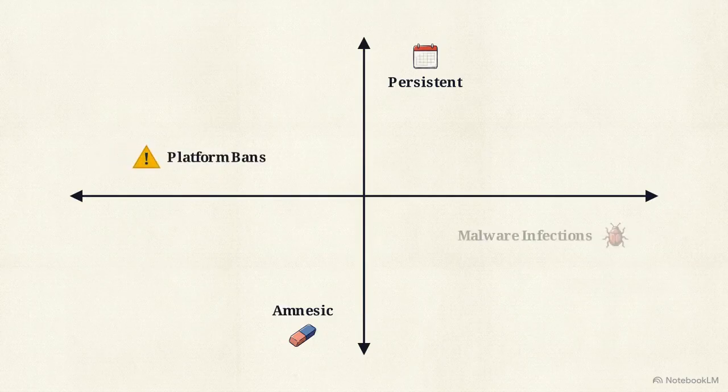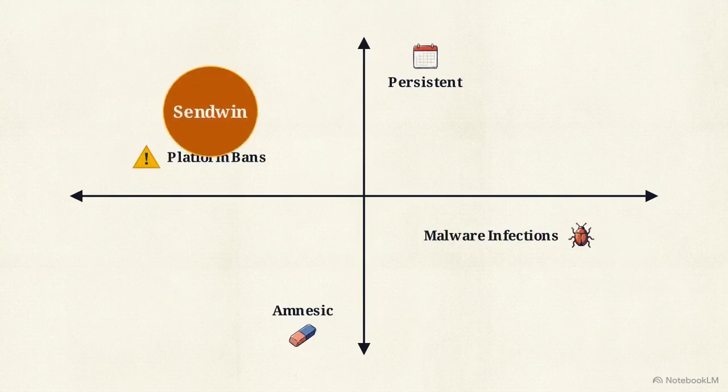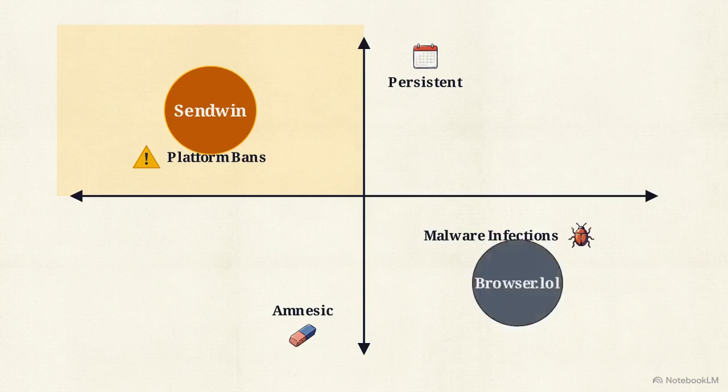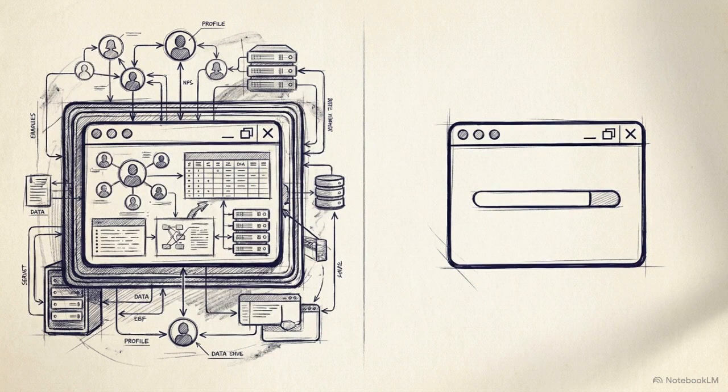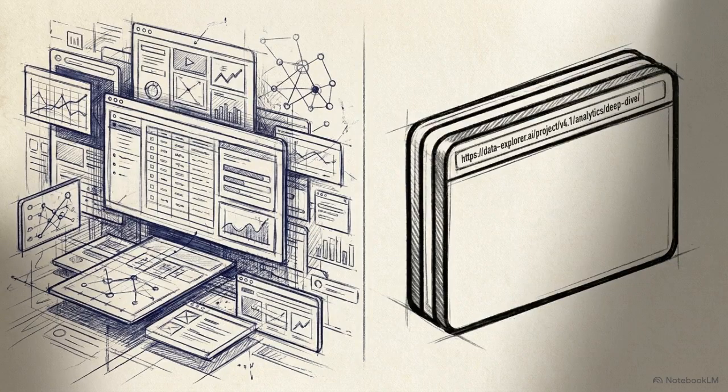This quadrant chart maps the divide. The vertical axis represents session state, persistent versus amnesic. The horizontal axis is primary risk, platform bans versus malware infections. Sendwin occupies the top left. It maintains long-term continuity to prevent algorithmic bans. Browser.lol sits bottom right. It focuses on amnesia, starting every session clean to prevent malware from establishing a foothold. These are not direct competitors. They are two different solutions for two very different types of digital risk.